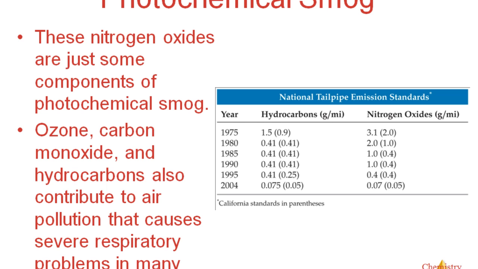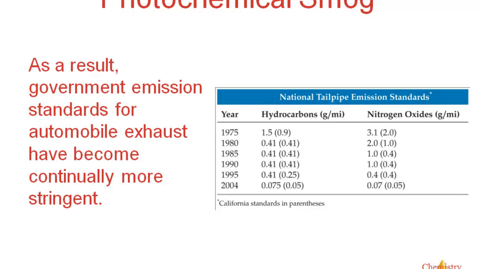So carbon monoxide, hydrocarbons, and some ozone also, this mixture along with the oxides of nitrogen, creates that brown stagnant air mass which stays over large cities, and that is really causing a lot of respiratory problems for people. So as a result, emission standards are getting more and more stringent.